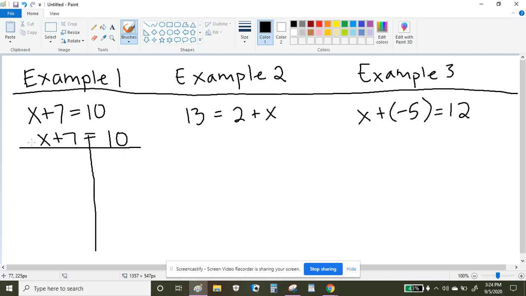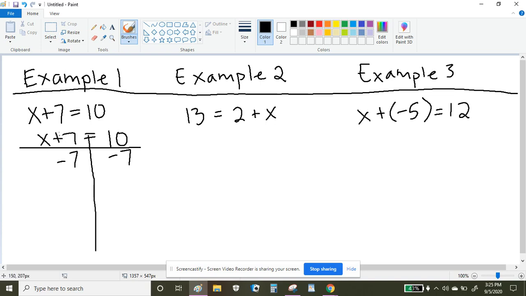So if we're looking at this and we're thinking inverse operations, the opposite operation of addition is subtraction. And if we want to get x by itself, we're going to have to take away this 7. So we're going to do minus 7. But because I did it on this side of the equation and I want to keep my equation balanced, we also have to do it over here. So we're going to subtract 7 here.